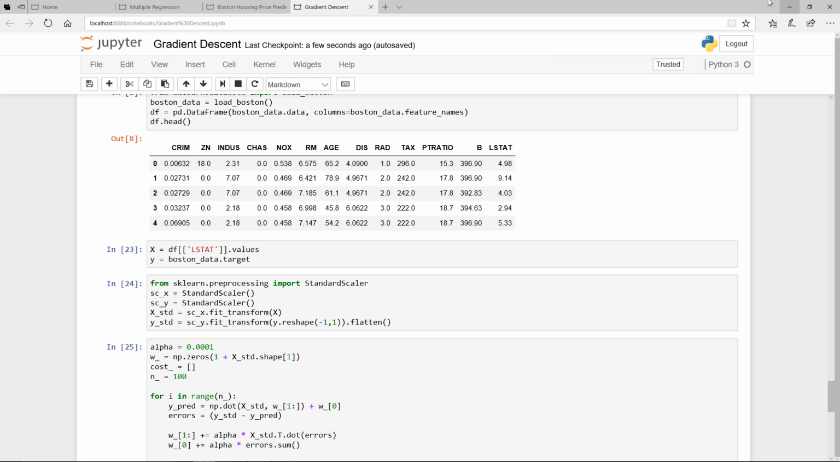I hope you found that lesson useful to understand what gradient descent is and how it is applied in estimating your coefficients. So I'm going to end here.